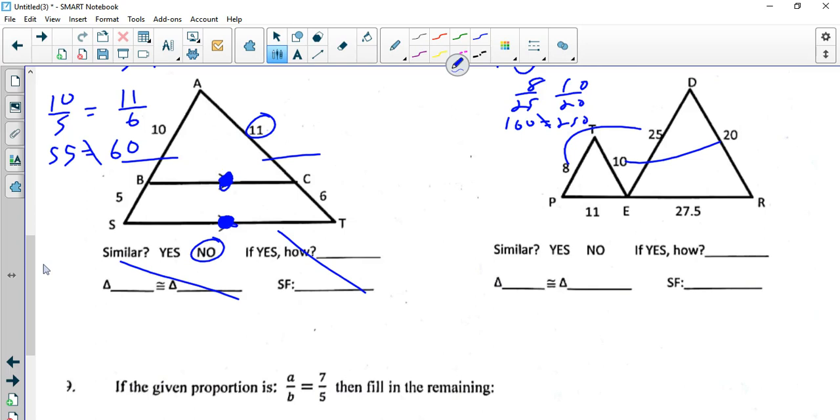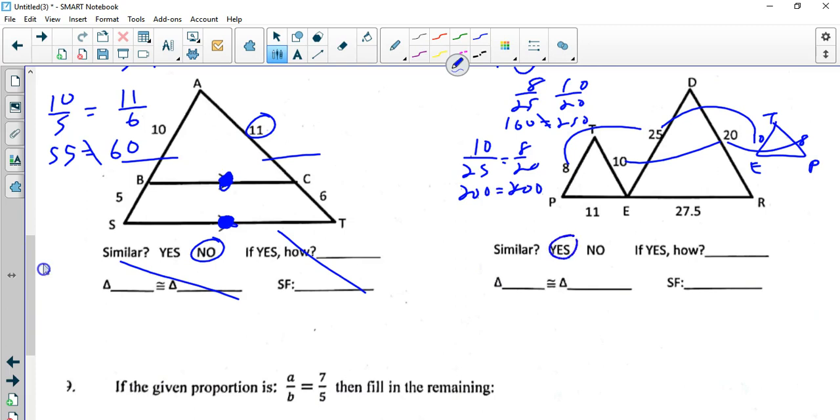But if we took PET and turned it around, just going to redraw it, and put 10 here and the 8 here, and now we try this, 10 to 25, 8 to 20, let's try it. And sometimes you got to try it. You're not always going to get it the first time. 10 to 25 equals 8 to 20. Well, that gives us 200 equals 200. So that is a yes.